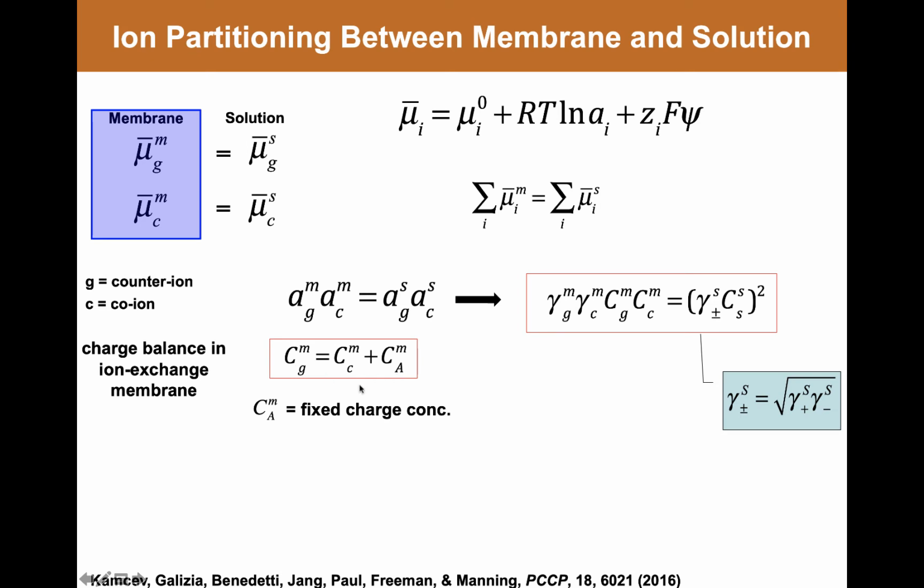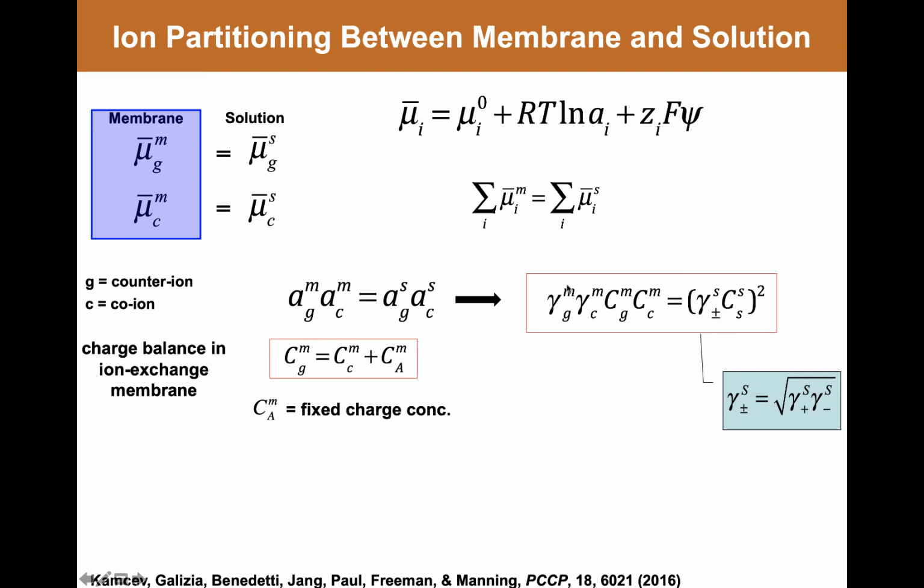Remember, you need one counterion to balance each of those fixed charges, one sodium to balance each of the sulfonates in the cation exchange membrane. And then if there's been any coion sorption, like chloride sorption in the membranes, you need a counterion to balance that as well. And so the total number of counterions to maintain the membrane electrically neutral is equal to the fixed charge concentration plus the coion concentration.